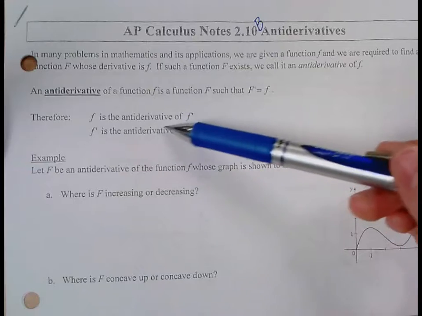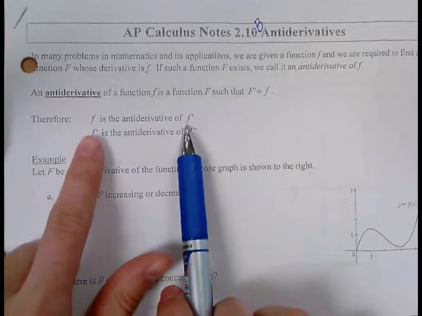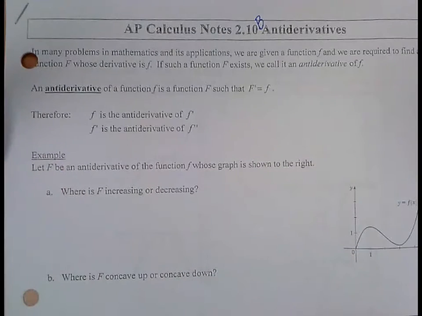F prime is the antiderivative of f double prime. So it's literally working backwards. Instead of finding the derivative, you're finding the function before it. So we've already worked through an example very similar to the example I'm going to go through with you now. It just was worded not with antiderivatives, but it's the same relationships we've been talking about. So for example, the relationships between f and f prime exist between f and its antiderivative, capital F.